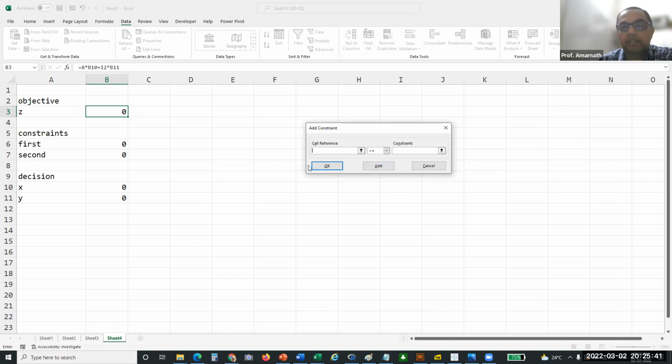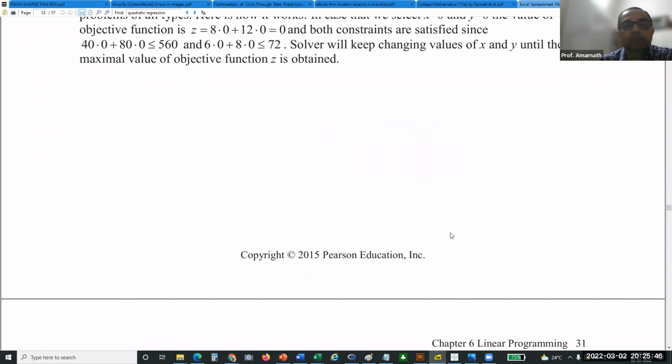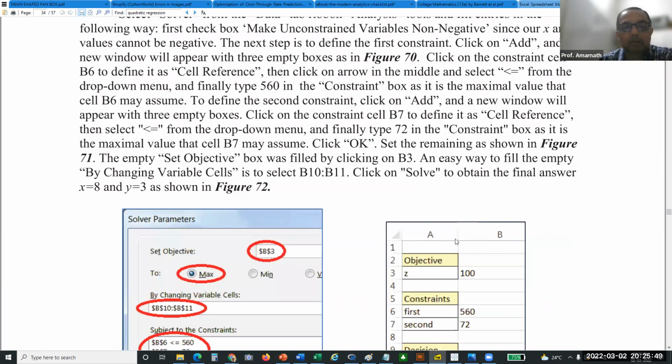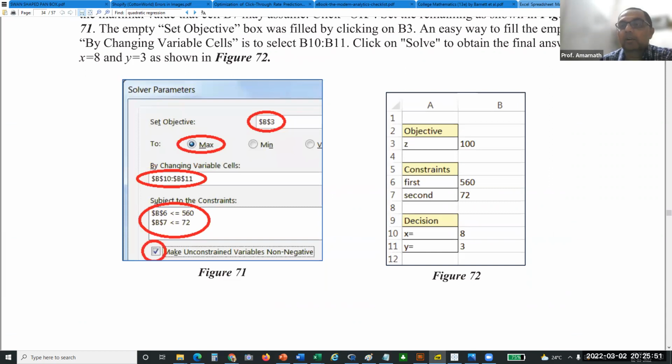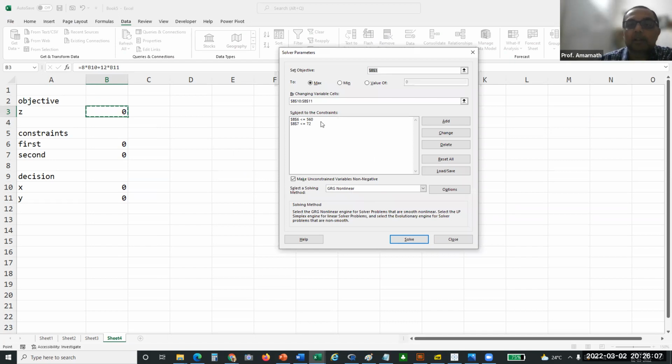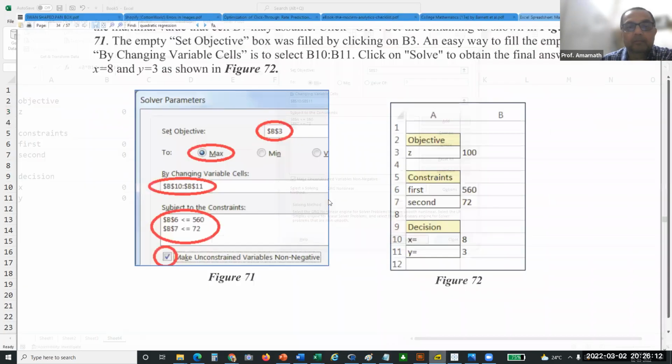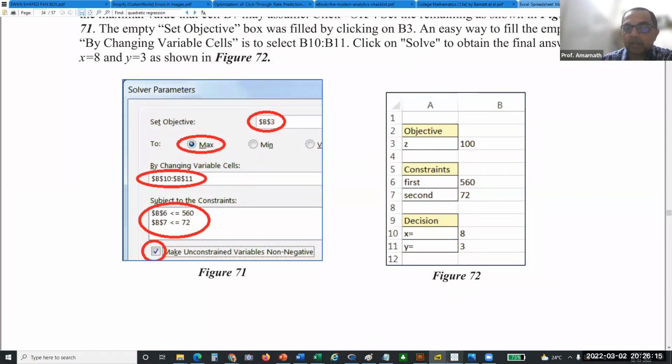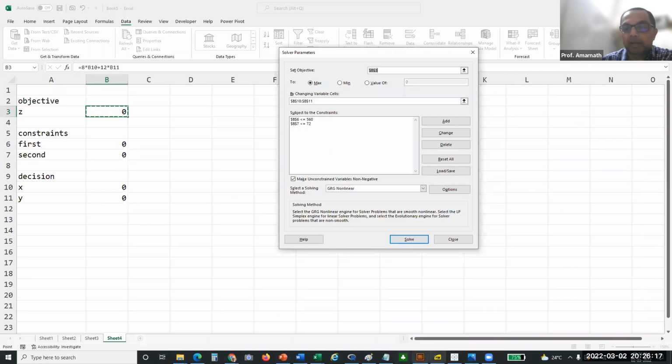Because when we see this, when I say okay, you'll notice that all the other things have been added to this. Next one is B7 less than or equal to 72. So if I say okay, notice this, both the constraints have been added to this. So make unconstrained variables non-negative. By default, it will be there, perfectly right.